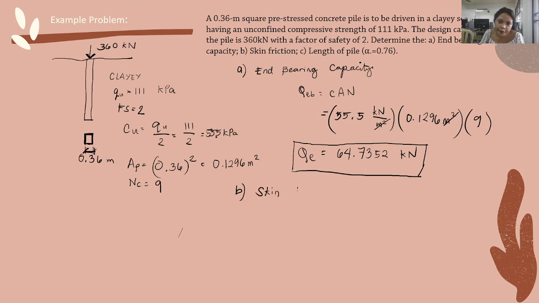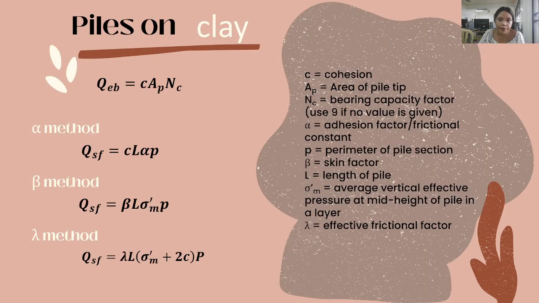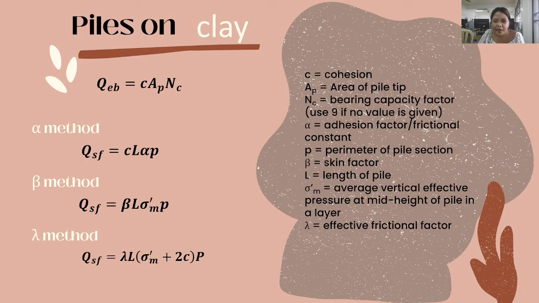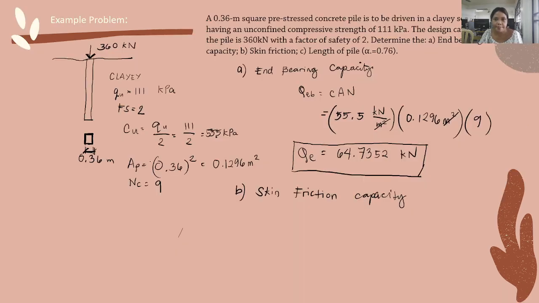So, to have skin friction capacity, you will use the formula QSF. So, depende nga, again, kung ano yung given sa problem, and obviously, meron tayong factor of alpha. So, alpha is the addition factor or frictional constant. You can now get the formula for QSF using alpha method of CL alpha P or CLAP. O, di lapat mo na lang din siya dito sa formula mo. CL alpha P or CLAP.